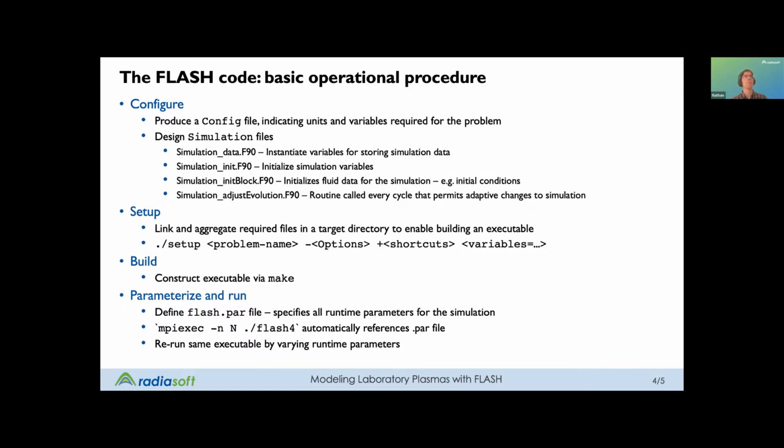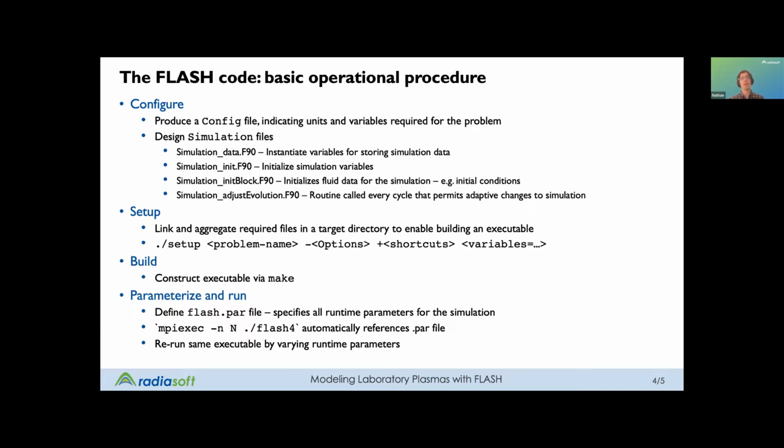And so Flash provides a fairly structured operational procedure for building the executable, which I outlined right here. The first step in this process is the configuration process. And in this case, you're going to produce a series of files to inform Flash what it's expecting and what kinds of hooks you might want as the user to build and operate the code. The first item is this config file, which will indicate the units that you'd like, as well as specific variables that you may want to use to describe your particular problem.